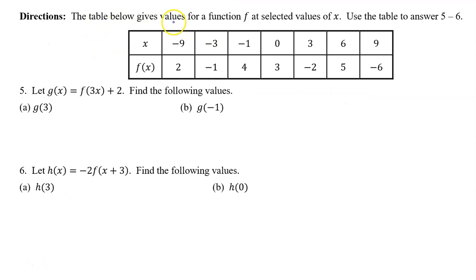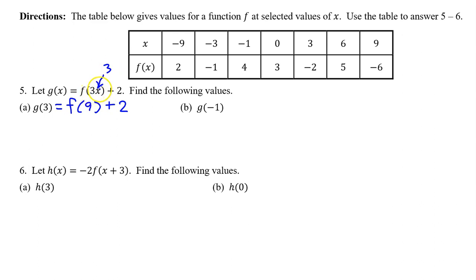The table below gives values for function f at selected values of x. Use the table to answer 5 through 6. Number 5. Let g of x equal f at 3x plus 2. Find the following values. G at 3 means plug 3 in for x, right here.